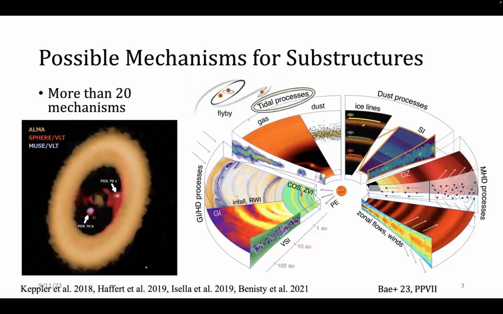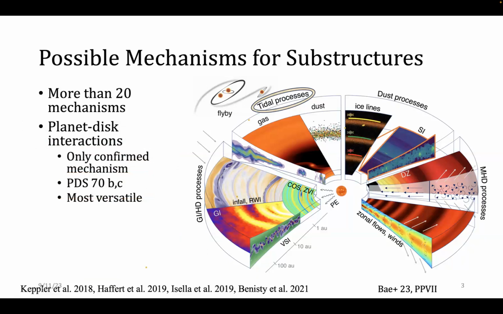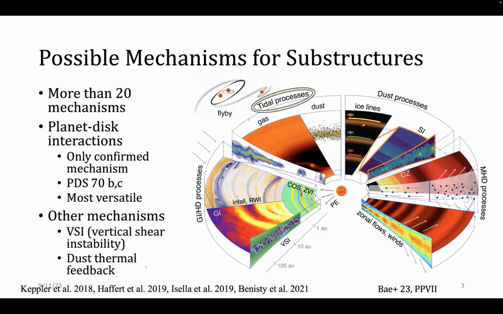In PDS 70, we have a very high confidence level of detecting two young planets, PDS 70b and c. And this mechanism is very versatile. I mean, as long as you tune the planet's location, the planet's mass, and also the disk properties, you can almost fit all the observations, all observed substructures. But of course, there are so many other mechanisms.